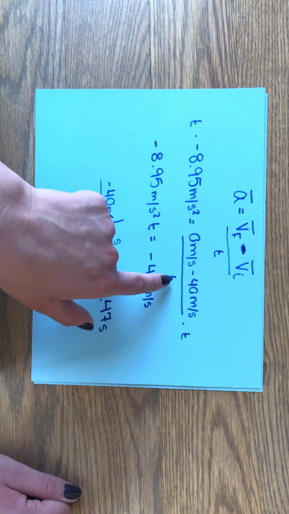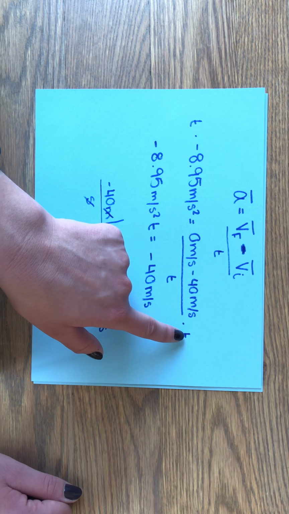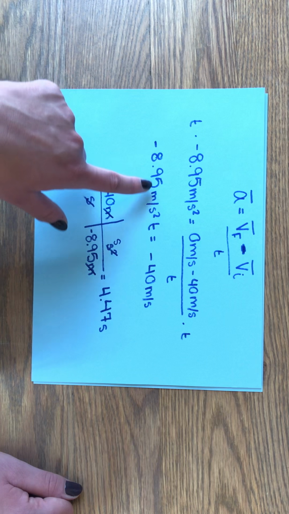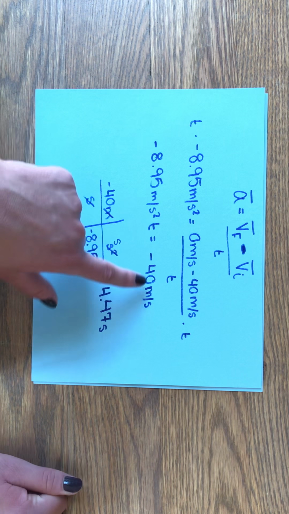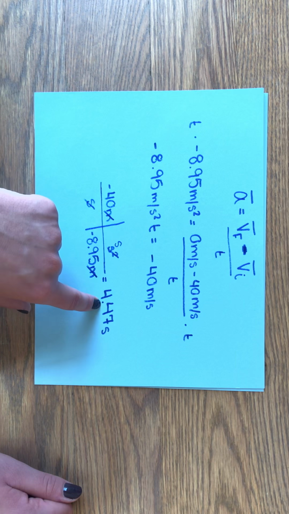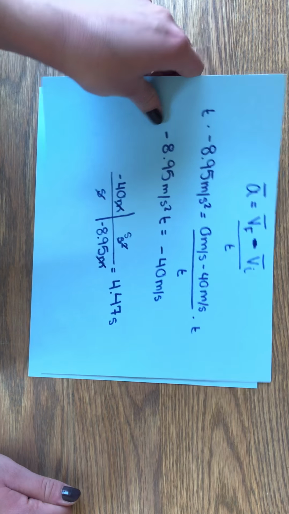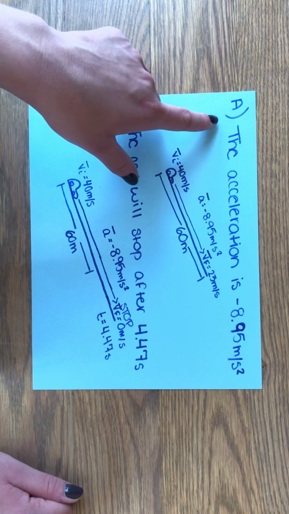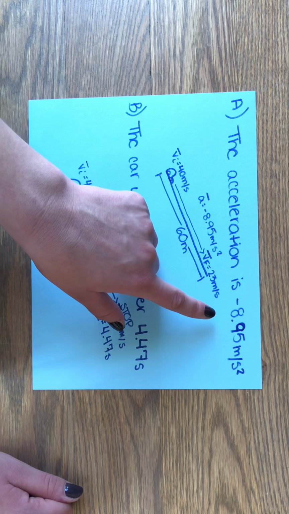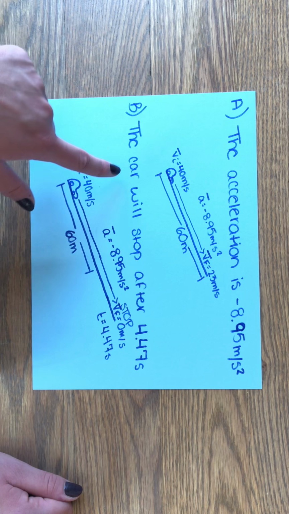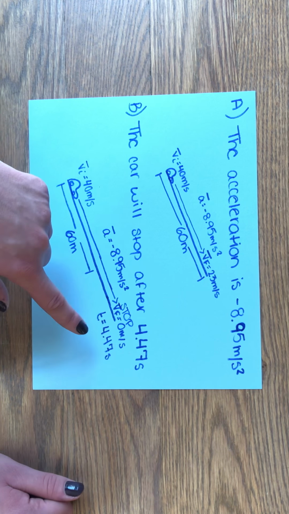Now we will just multiply by t on both sides to get negative 8.95 meters per second squared t equals negative 40 meters per second. Then we will divide and get 4.47 seconds. So the answers, which are A, the acceleration is negative 8.95 meters per second squared, and answer B, the car will stop after 4.47 seconds.